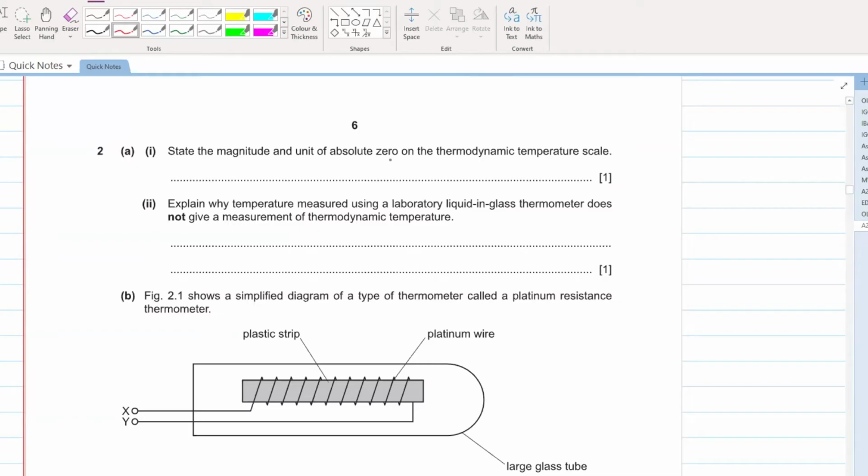State the magnitude and unit of absolute zero on the thermodynamic temperature scale. Perfect.